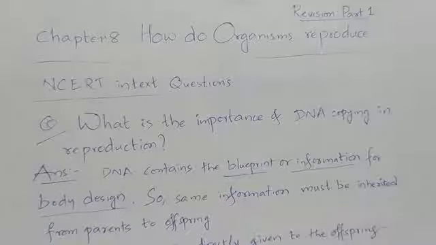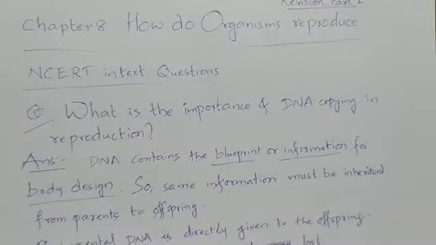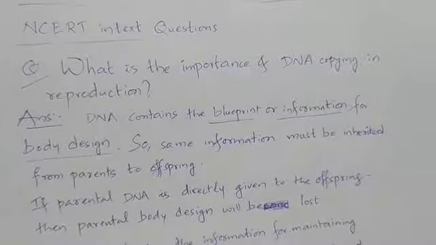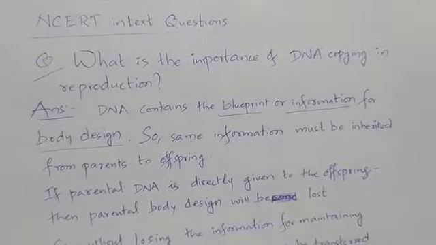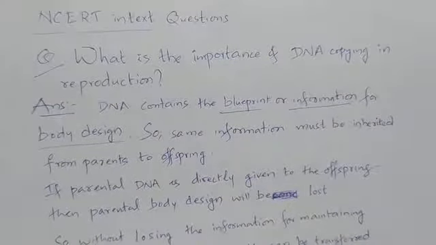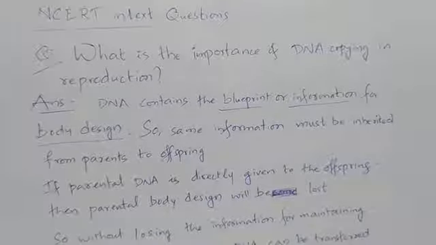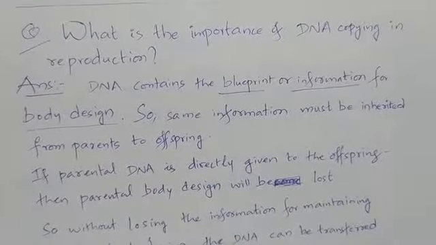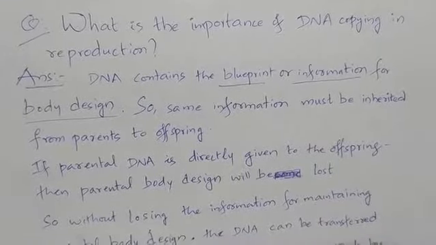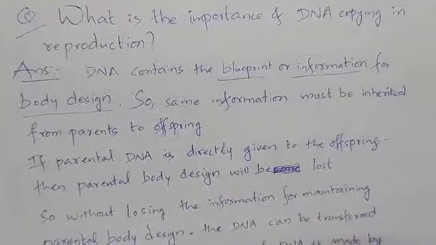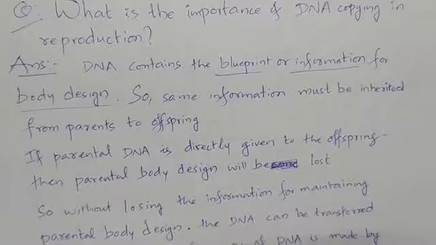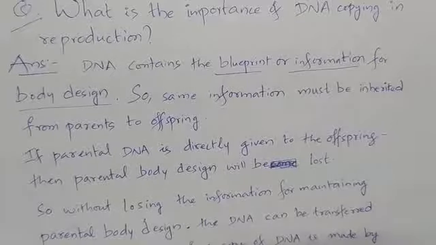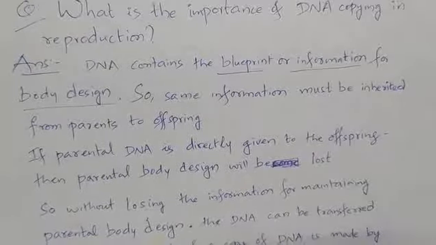First, let us take NCERT in-text questions. What is the importance of DNA copying in reproduction? Right? DNA copying is the basic event of reproduction, and DNA contains the blueprint or information for body design in the organisms. So, if parents have to produce offspring, even the offspring should contain the same DNA. So, the same information must be inherited from parents to offspring.